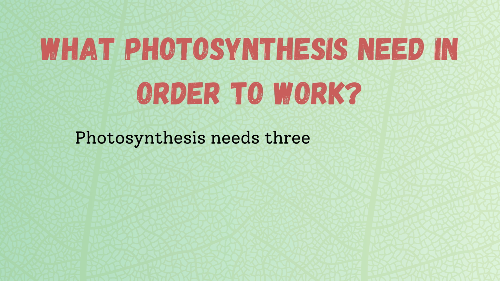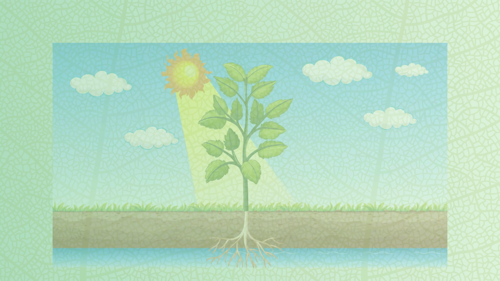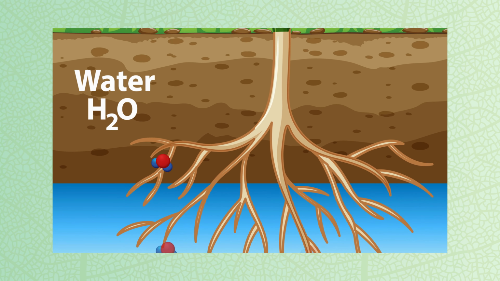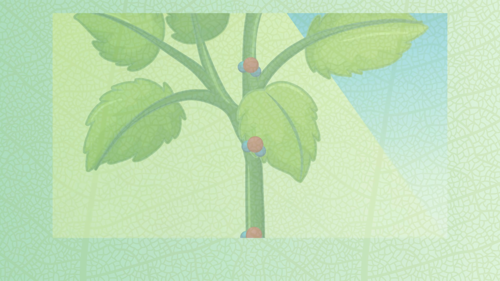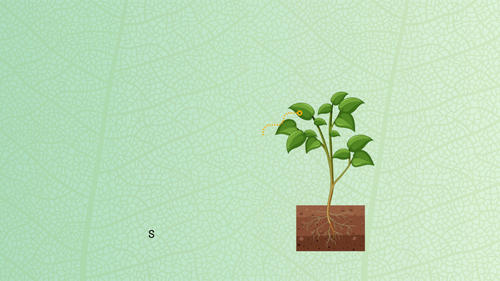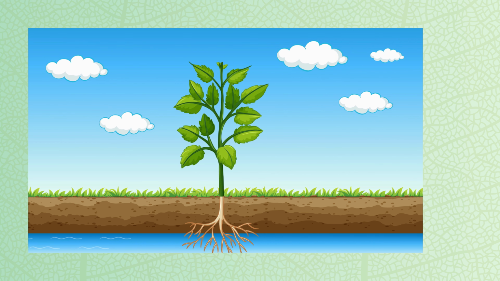Photosynthesis needs three main things: water, carbon dioxide, and sunlight. Water. The roots of the plants absorb water and bring it to the leaves through tissues called xylem. Plant leaves have tiny pores called stomata. These allow carbon dioxide to go in and oxygen to go out of the leaves. And finally, sunlight is absorbed by photosynthetic pigments, the most abundant of which in plants are the chlorophylls.